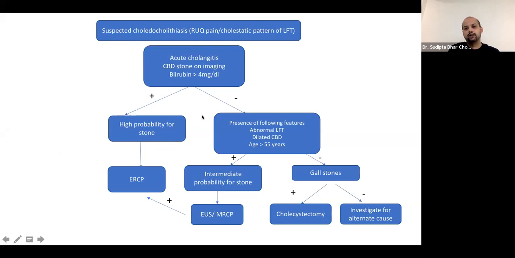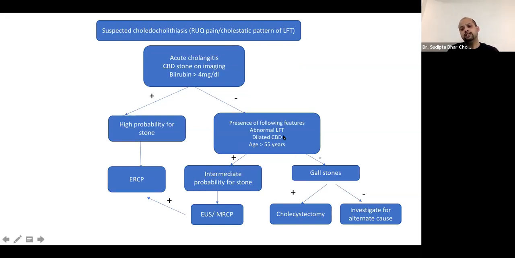However, if these are not present, we look for other features: is there an altered LFT? Is the age of the individual more than 55, or is there a dilated bile duct? If so, then more than likely there's an intermediate probability, and this needs to be further evaluated with another form of imaging, either an MRCP or an EUS. Sometimes after the MRCP, if we are not satisfied, we follow it up with an EUS examination. And if a stone is detected, proceed with ERCP.